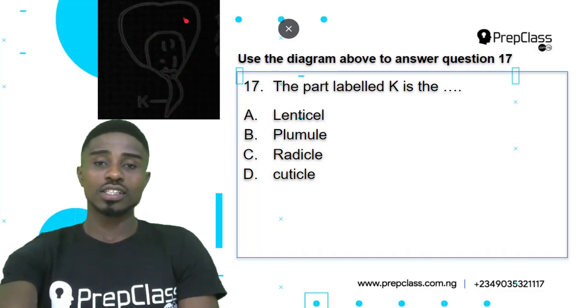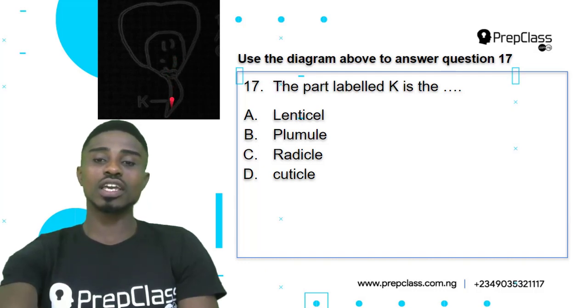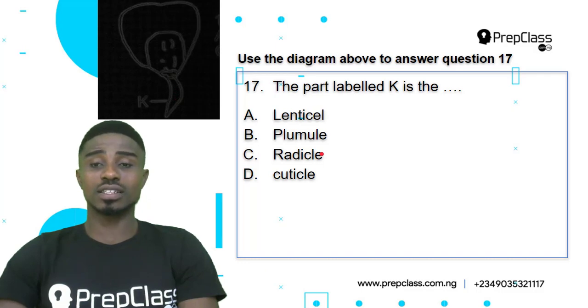This is a corn trying to germinate. So the part labeled K is called what? And we know the first part that germinates is called the radicle. Not the lenticel, not the plumule or the cortical, but the radicle. The radicle is the first part that germinates from a seed.